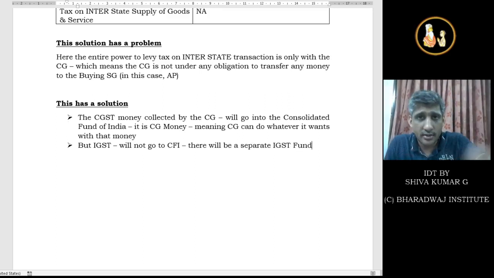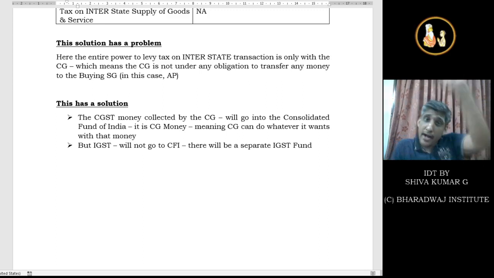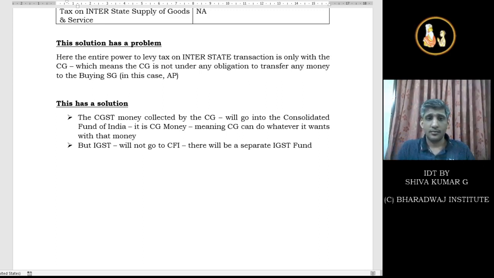Now, where are these added? All these things are added in the constitution itself. The IGST provision is added in the constitution. They can amend the constitution, and again, to amend the constitution, I have to go to Lok Sabha, Rajya Sabha, and get approval from 15 states, which means that amendment is not going to happen.